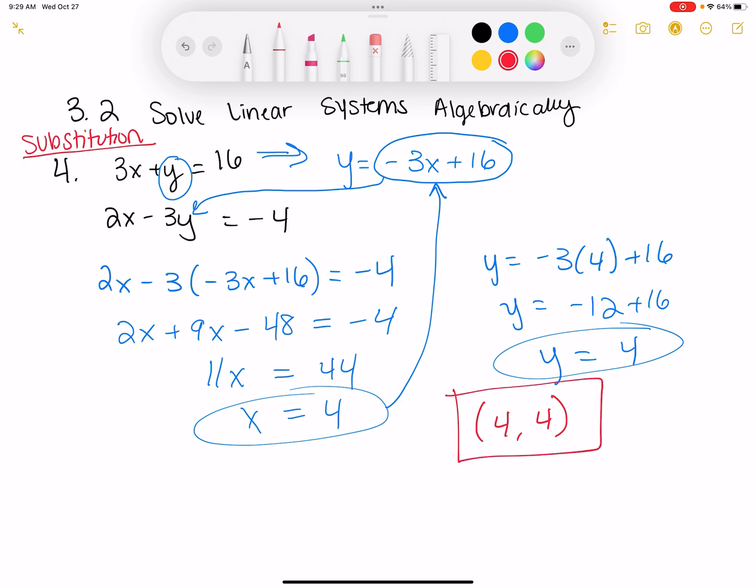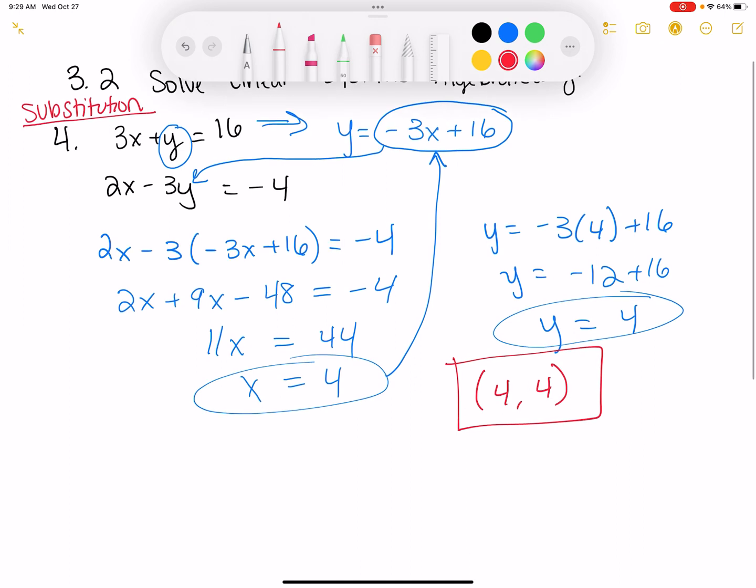Okay, and you can check by plugging that point back into either equation and verifying that it's right. Do you have to put it into both equations? You can just check it in one.